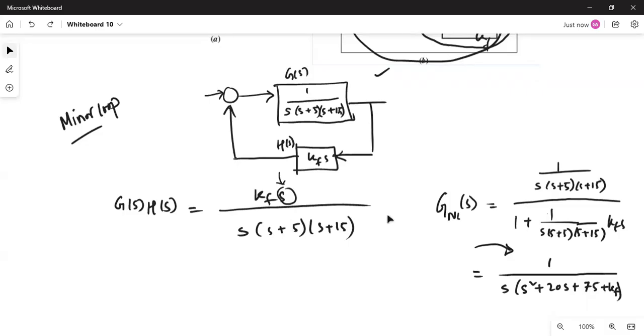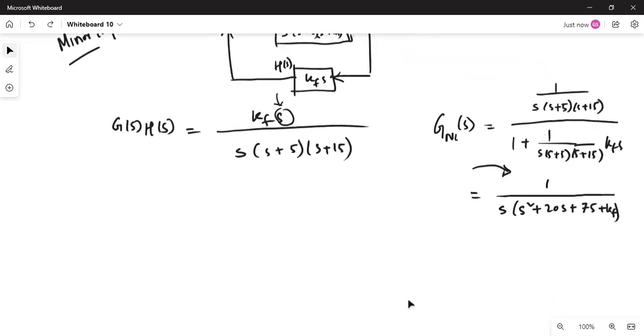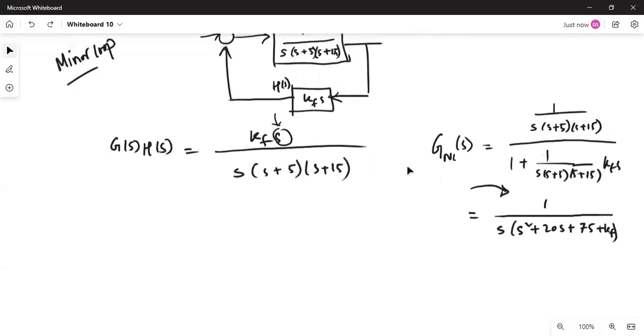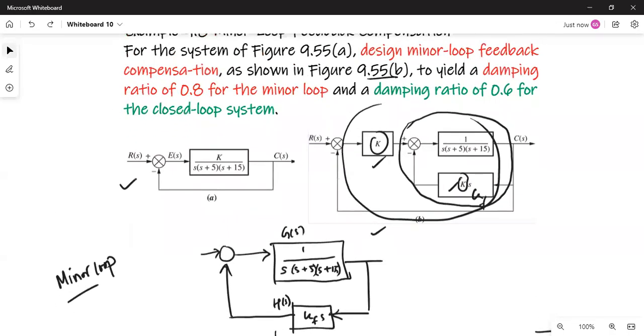So at location 0, at the origin, you also have a pole and a zero. Whether you have noticed the problem carefully or not, the minor loop has a damping ratio of 0.8, and your closed loop, which is ultimately our system's damping ratio, is 0.6. So using 0.8, we are adjusting the poles of the closed loop feedback, and then for the closed loop, we'll be using the damping ratio of 0.6.